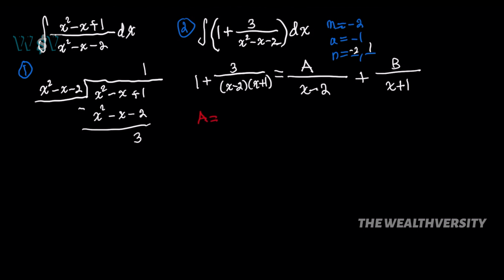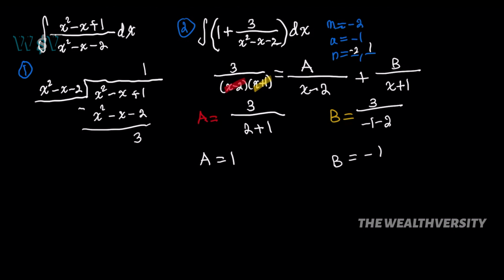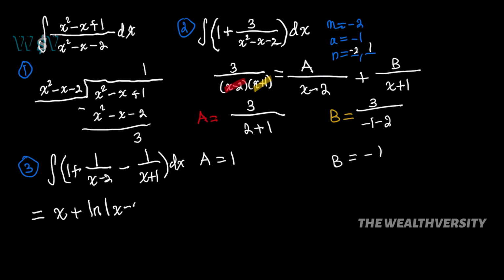To find A, we will cover x minus 2 from the factored function and sub 2 into the rest of the x values in the function, and we get that A is equal to 1. To find B, we cover x plus 1 from the factored function and sub negative 1 into the rest of the x values in the function, and we get that B is equal to negative 1. Our next step is subbing these values back into the integral, which is now 1 plus 1 over x minus 2 minus 1 over x plus 1. We integrate this and get that the final answer is x plus ln of the absolute value of x minus 2 minus ln of the absolute value of x plus 1 plus C.